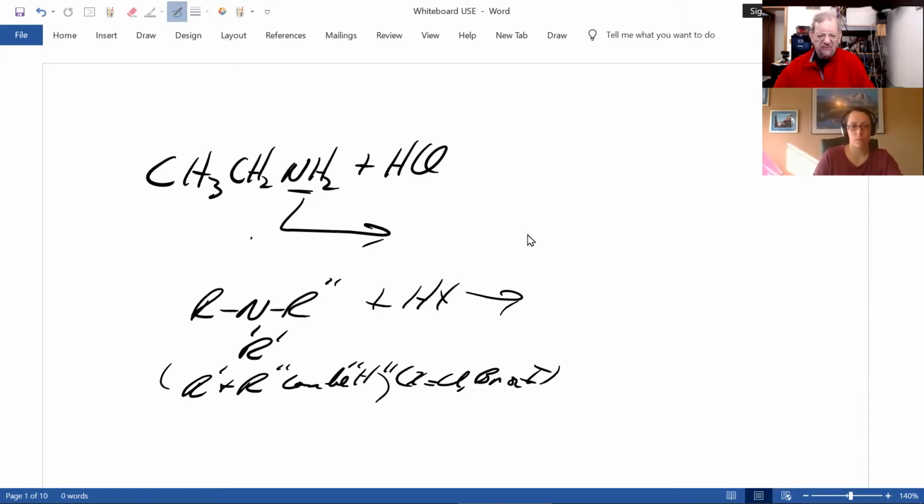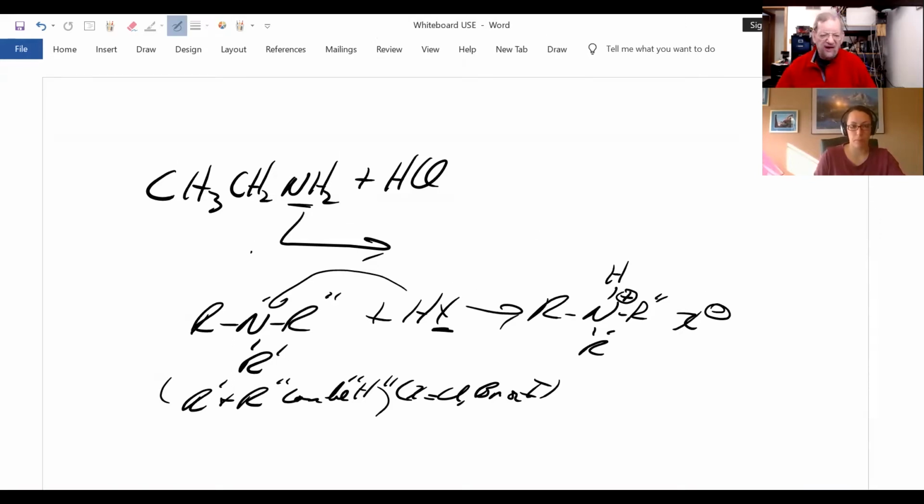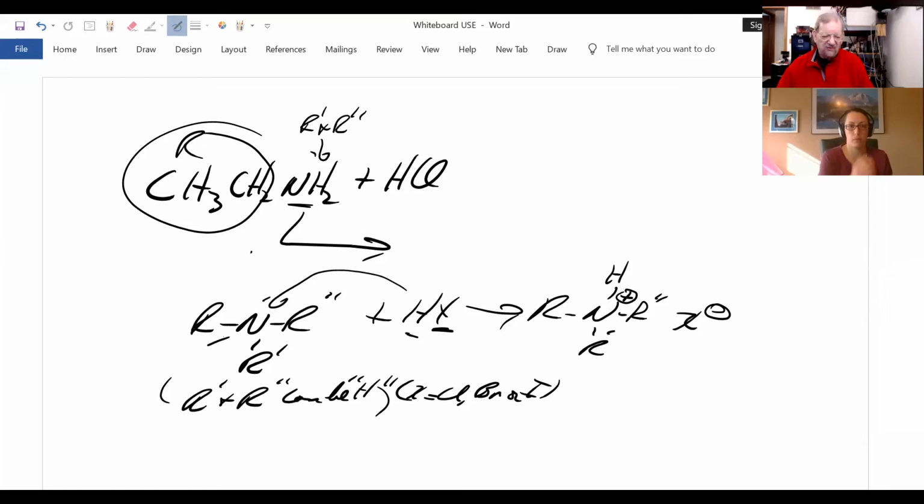And what happens? You have a proton transfer because it's an acid-base reaction. What's attached to nitrogen stays attached. And you add one more hydrogen, actually H+, and so it has a plus charge. And the anion here formed from that is there. So in this case, R is 2 carbons, R prime and R double prime are 2 hydrogens. Notice we add one more.